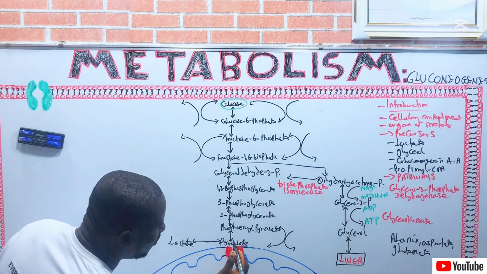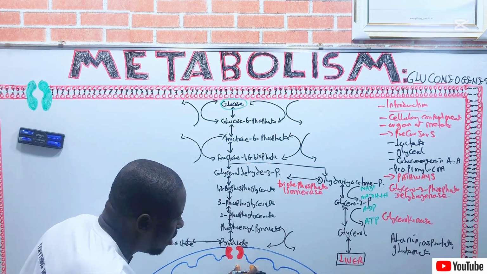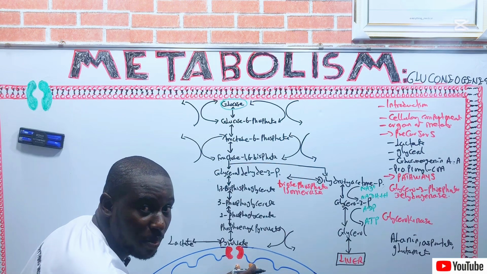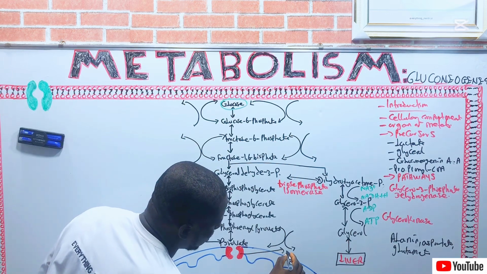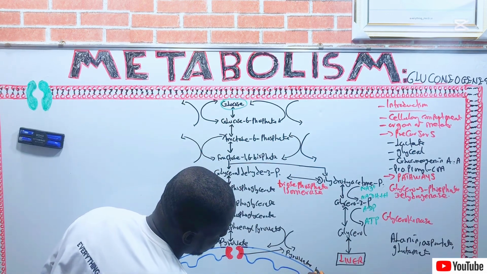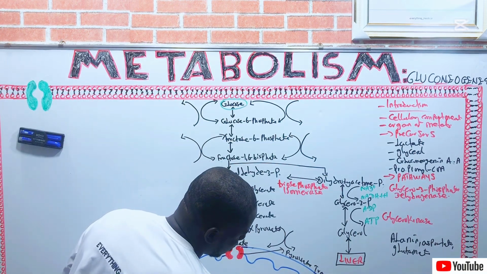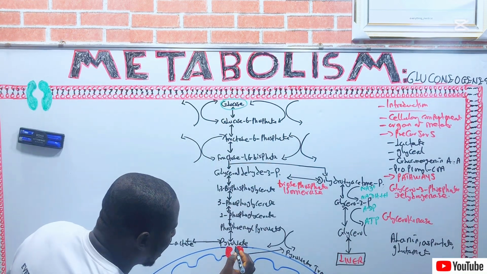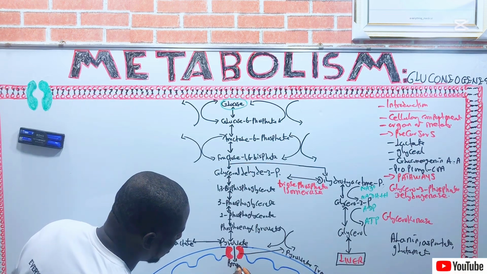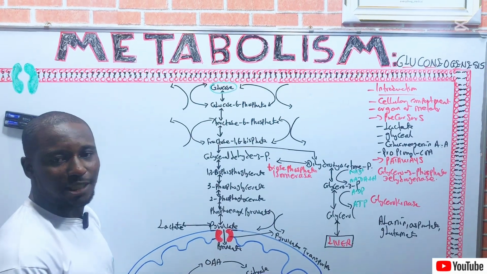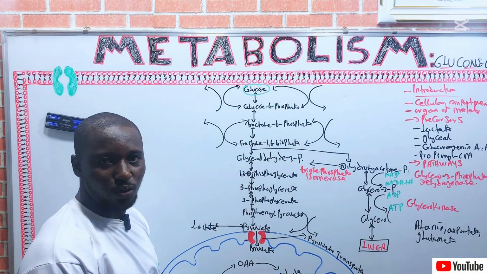Now pay attention. Pyruvate will be transported from the cytosol to the mitochondria by a transporter called the pyruvate transporter. It will transport pyruvate from the cytosol to the mitochondria. So pyruvate has been transported. Once pyruvate has been transported, that is the inception, or the start, of gluconeogenesis.